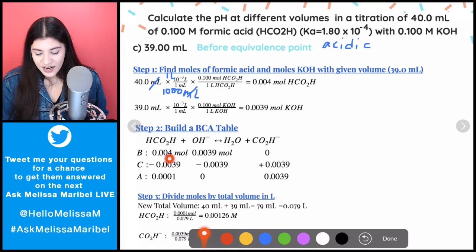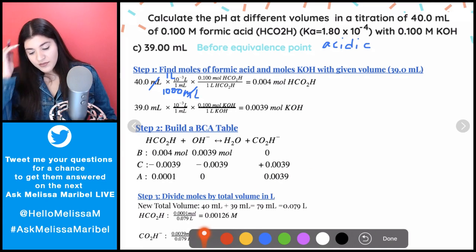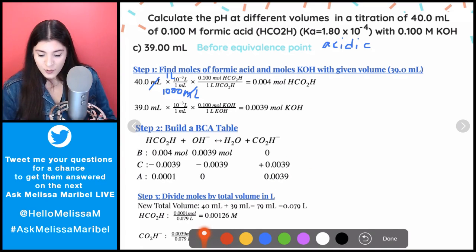When I actually do that math where I subtract these two, that gives us a really small amount. And when I subtract these two, we no longer have any base. When I add these two, 0 plus this value, we get this amount of our conjugate base. The next thing that we have to do is figure out the total volume. Now that we have the moles of our weak acid and its conjugate base, we can then find the total volume, divide it.